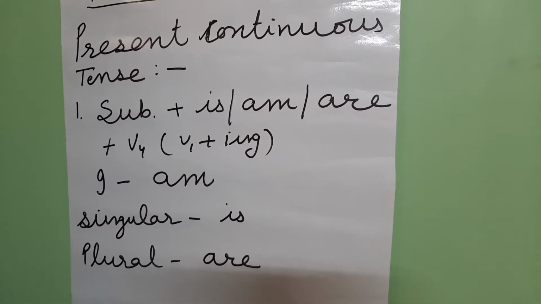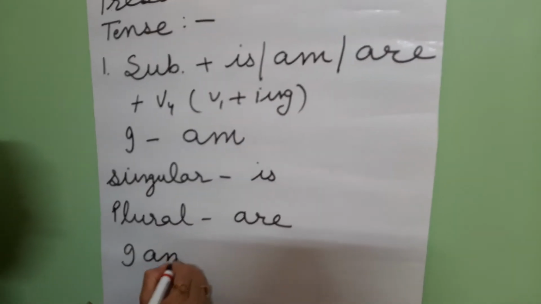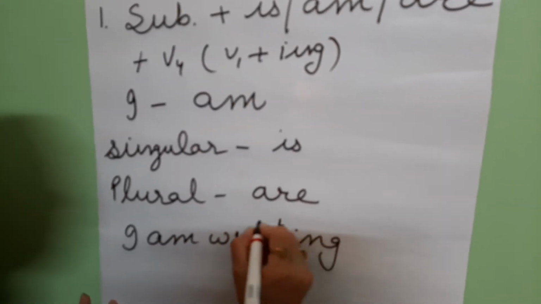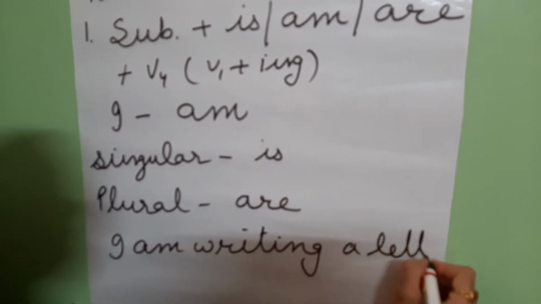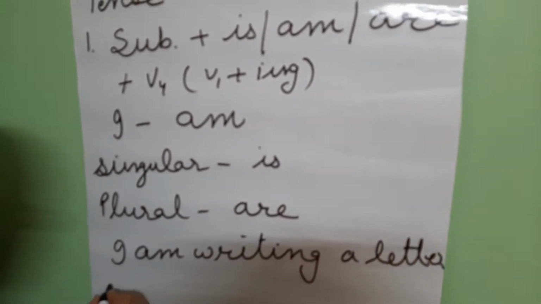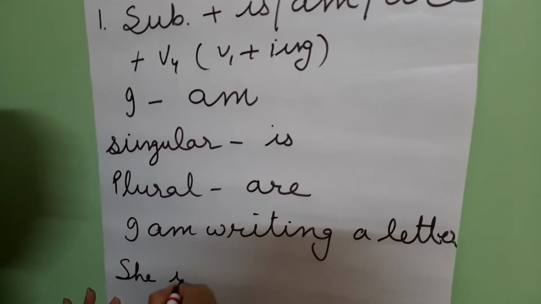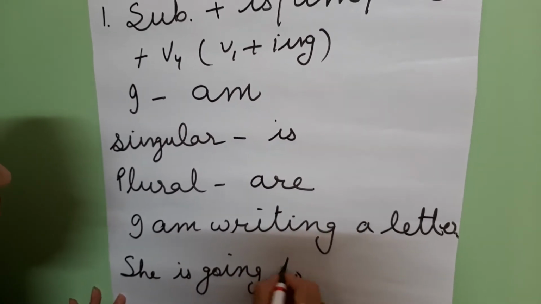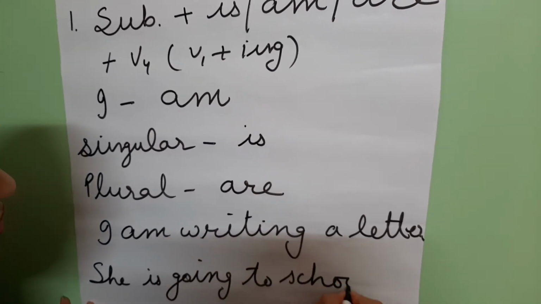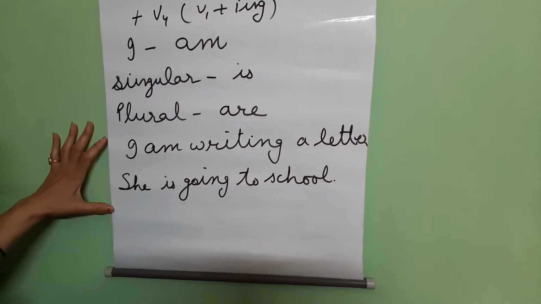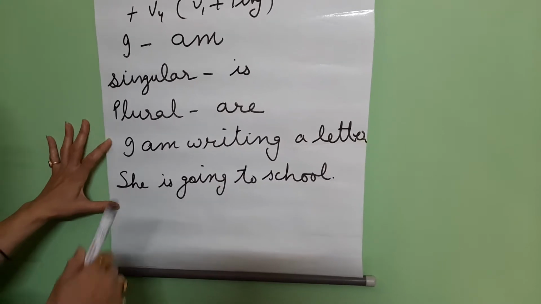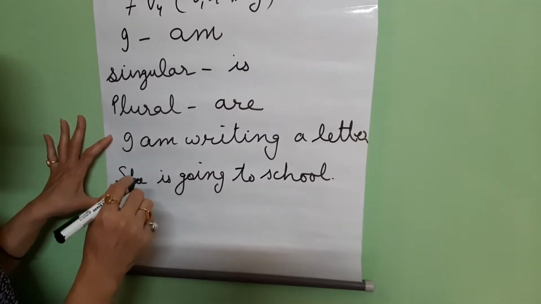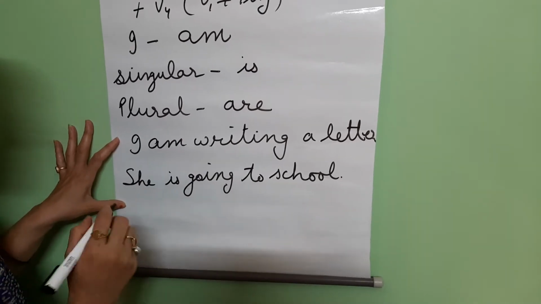Okay, just: I am writing a letter. She is going to school. These two sentences are of affirmative type. Now I am going to tell negative sentence.